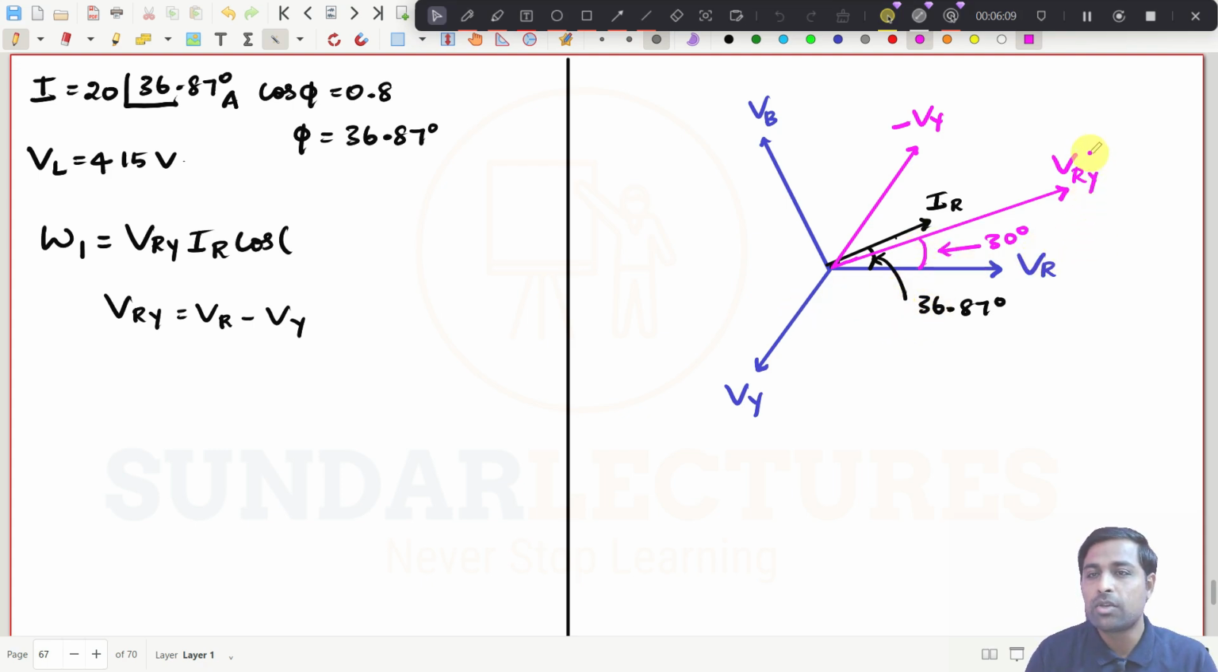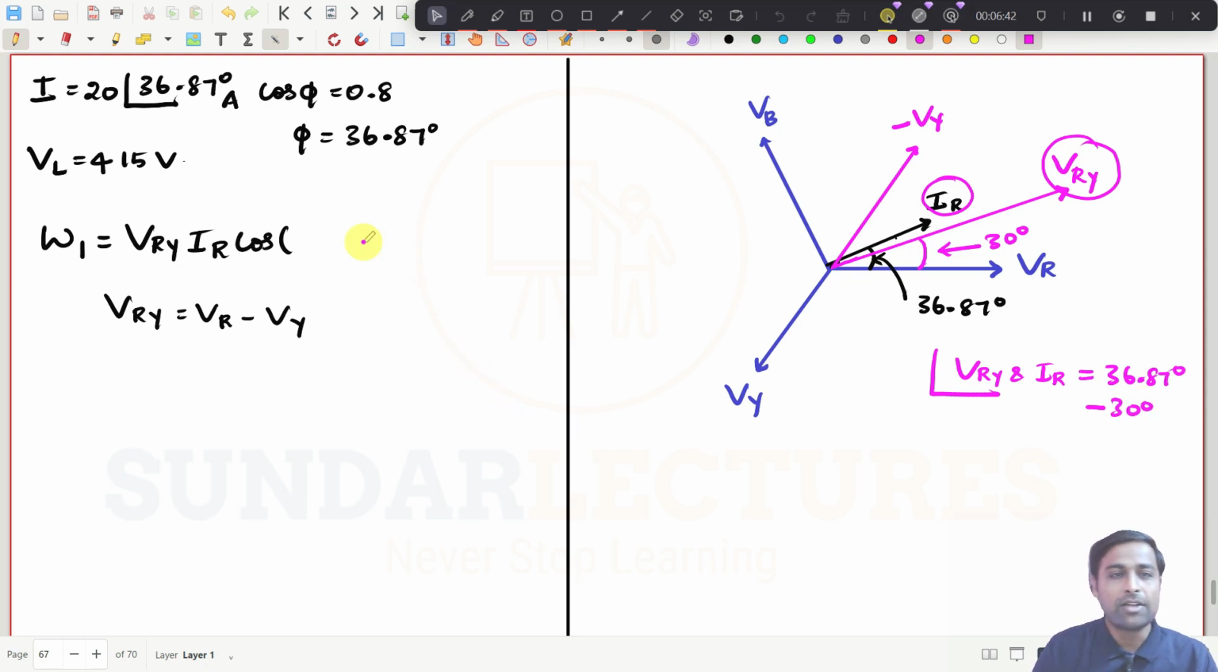What you have to find now is the angle between VRY and IR. What will be the angle? See, this is 36.87 degree and this is now 30 degree. So 36.87 minus 30 degree. You try to understand: this is totally 36.87 and from that this 30 has to be subtracted. So I can put this as 36.87 degree minus 30 degree. That is the final angle.